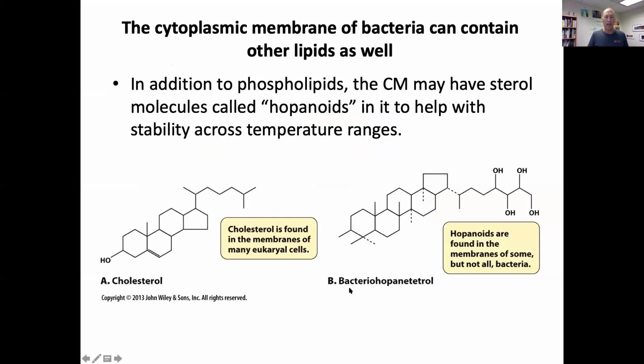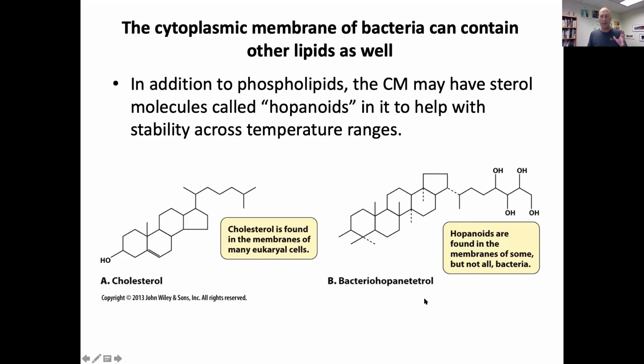the next point that I wanted to make is that phospholipids are not the only lipids in the cytoplasmic membrane. Bacteria have a functional equivalent of sterols or cholesterols that are used in many eukaryote membranes, not all, but these have a stabilizing function in the membrane. So bacteria use these molecules called hopanoids. Again, they're not always there, not there in every species, and different species may have slightly different hopanoids.